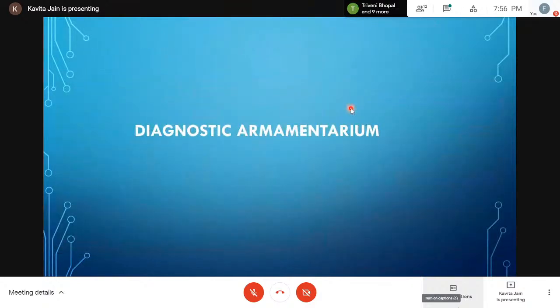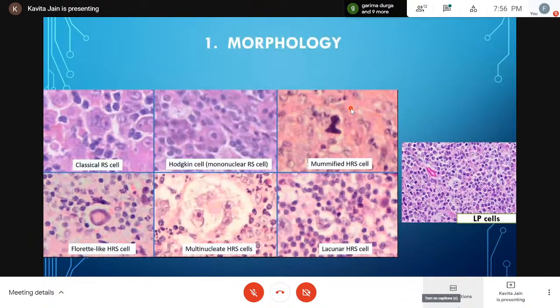So what is the diagnostic armamentarium we have? First and foremost is the morphology. In the morphology, we have two cell populations, that is the RS cells or the variants of RS cells, and the LP cells in NLPHL, and the variants on morphology. And of course the background milieu is again a very important diagnostic part, as most of the tumor mass is formed by this cellular milieu.